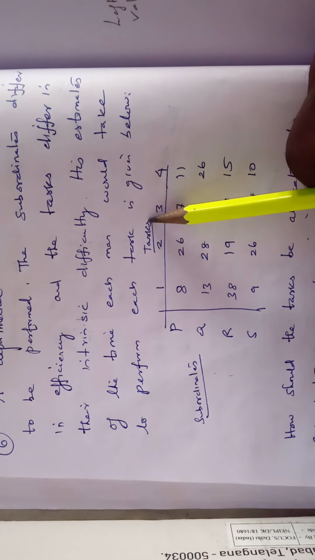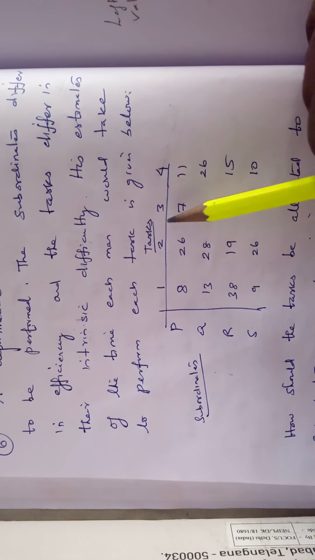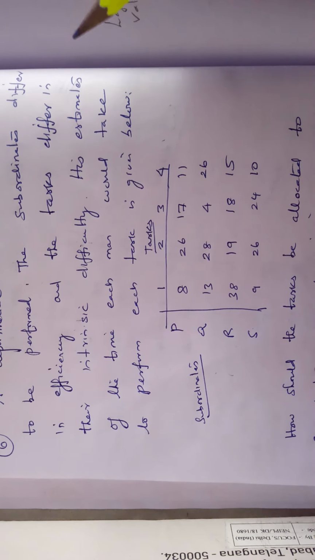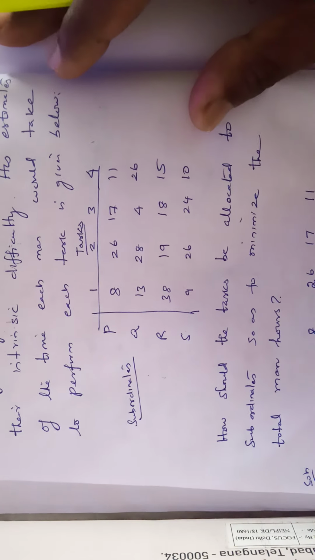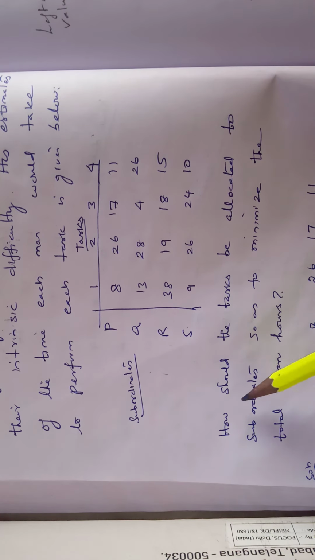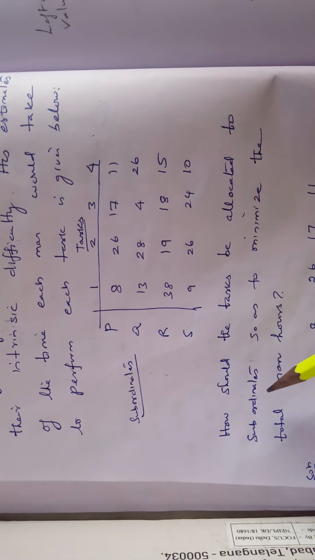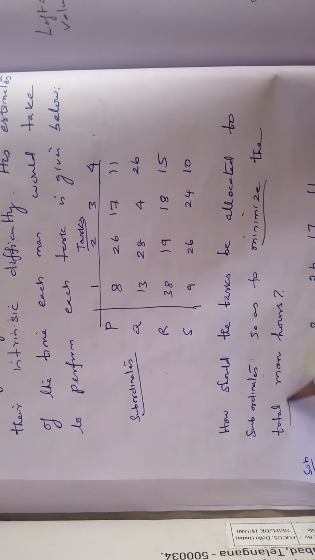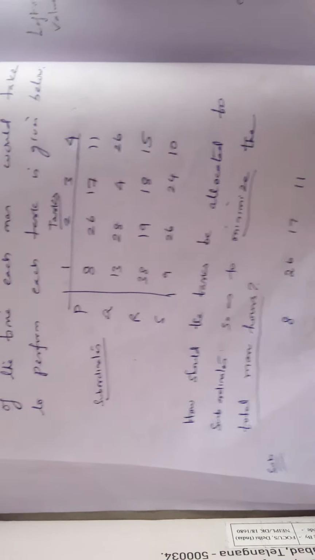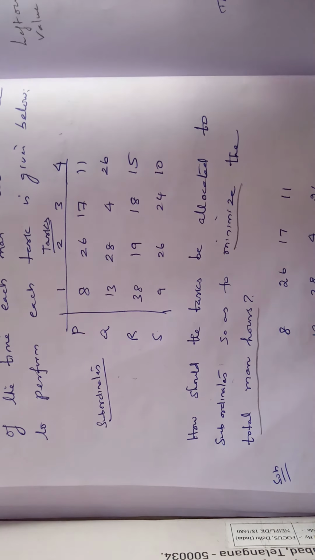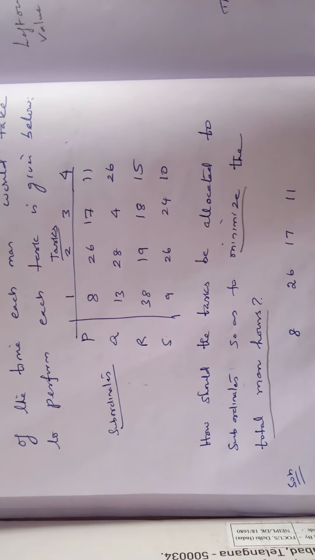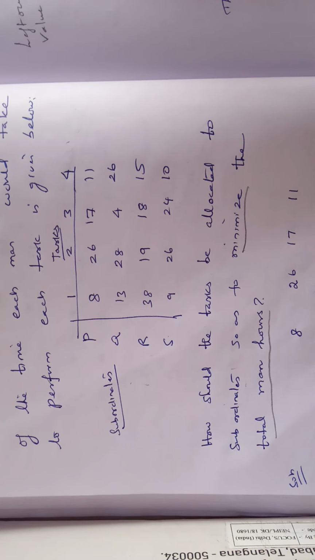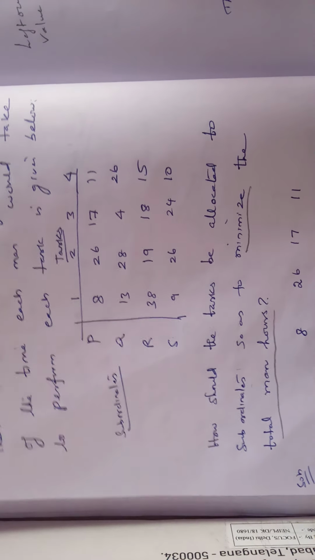So, subordinates and tasks are given: 4 subordinates and 4 tasks. Our aim is, how should the tasks be allocated to subordinates so as to minimize the total man hours. Our aim is to compute the minimum time taken. So, solution of the problem.